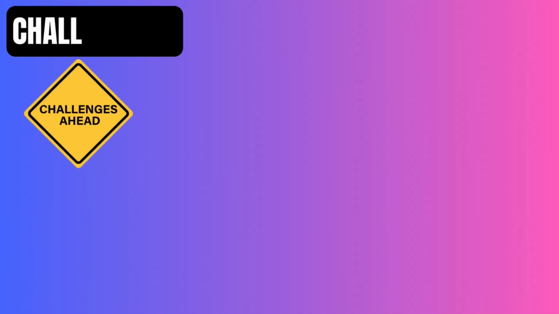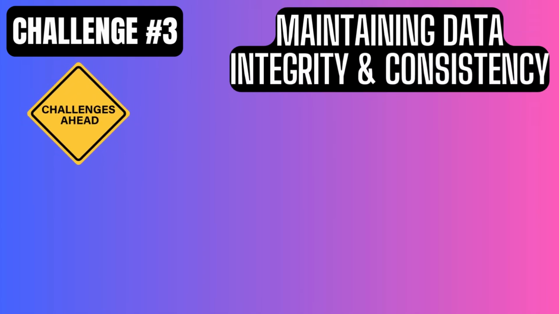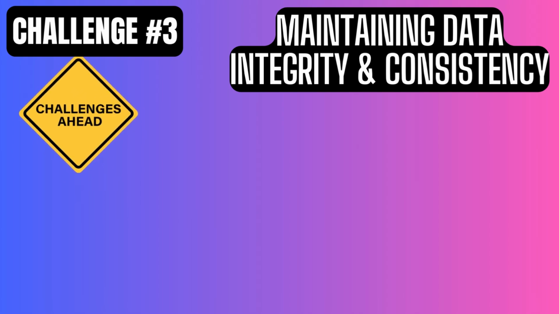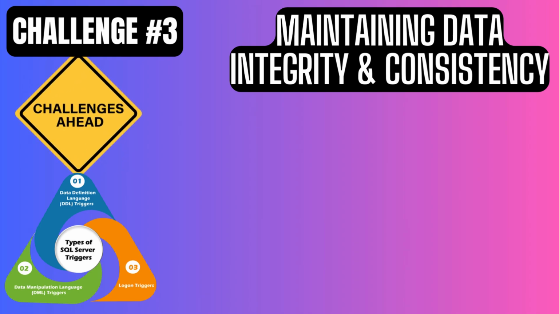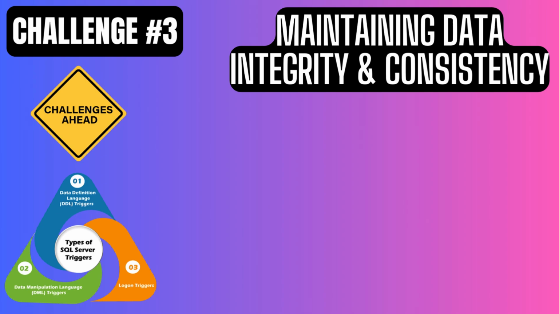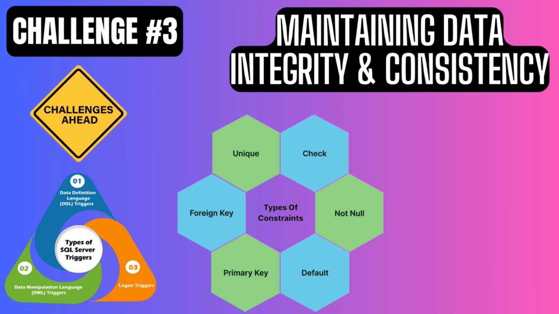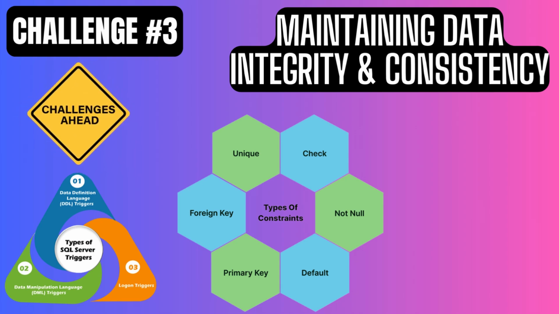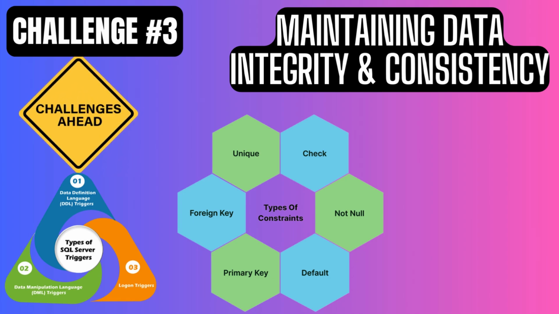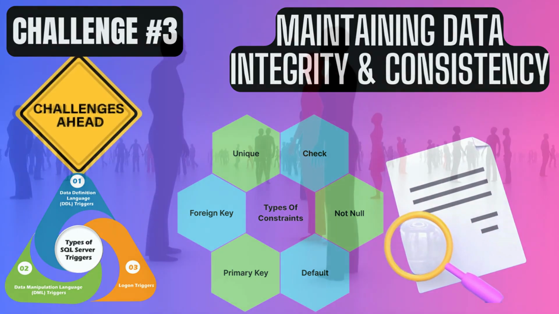Then, ensuring data accuracy and consistency is crucial in complex, ever-changing databases. Implement triggers, which will help you enforce business rules and maintain data integrity. Utilize constraints like not null, unique, and foreign keys to enforce data validity. And conduct regular audits to identify and correct inconsistencies.